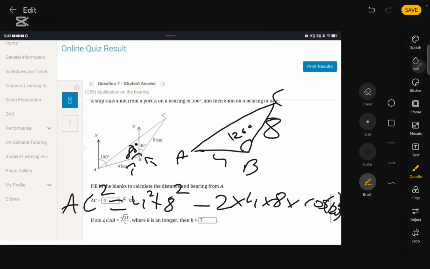Yeah, pay for it. So you get the answer, then you have to radical the answer, and then you get 4 radical 7.